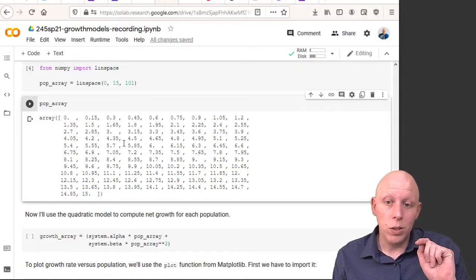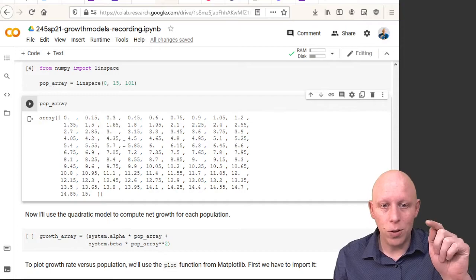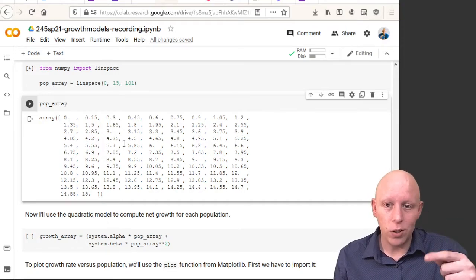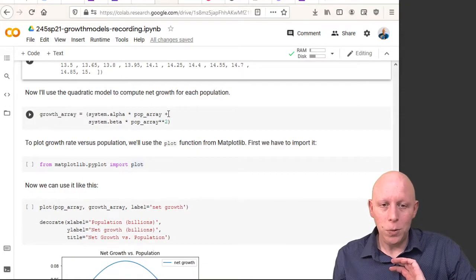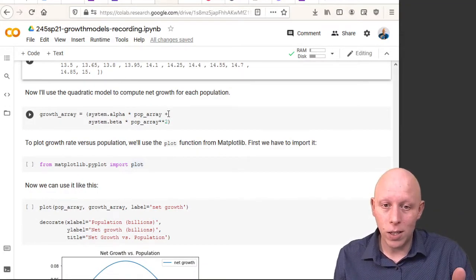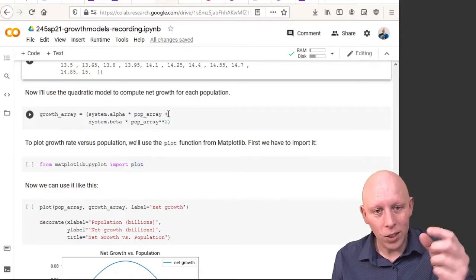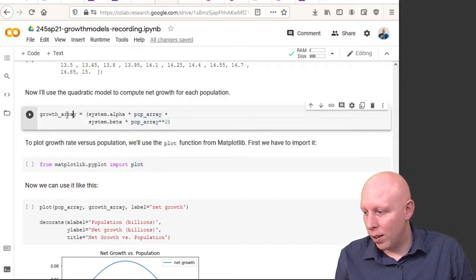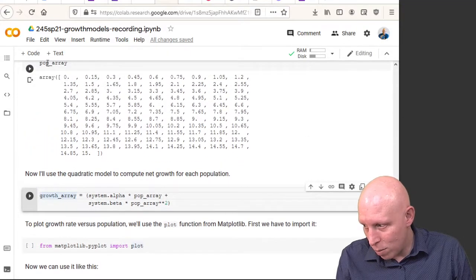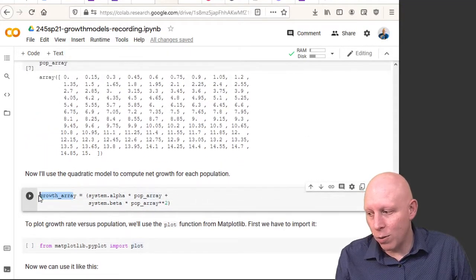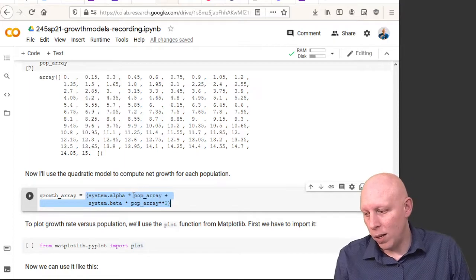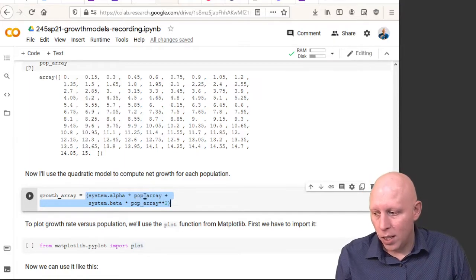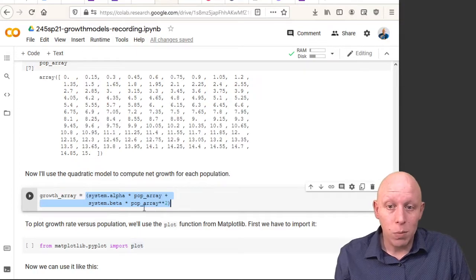And now what we want to do is apply that growth function to each of those values. And luckily, we can do this operation to the whole list at once and not to each term individually. So we can take this array of populations and create the array of growth values. You use exactly that formula that we had before: you take system alpha times the population, and you add in system beta times the population squared.